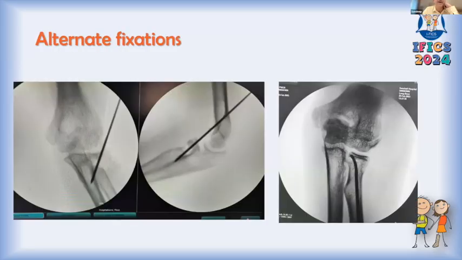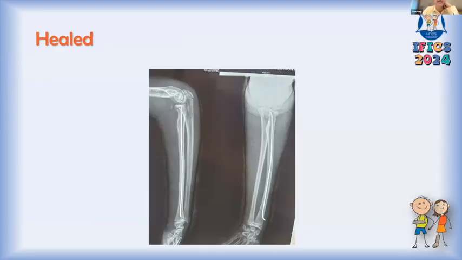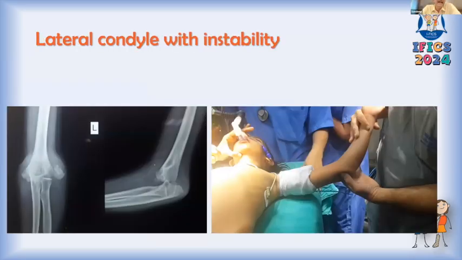Sometimes you can do an intrafocal fixation like this, or you could use the Metaizeau technique and use an elastic nail to relocate and stabilize the head after your elbow dislocation has been reduced. So this is how it heals with the Metaizeau technique. This is the next instability that I can demonstrate.